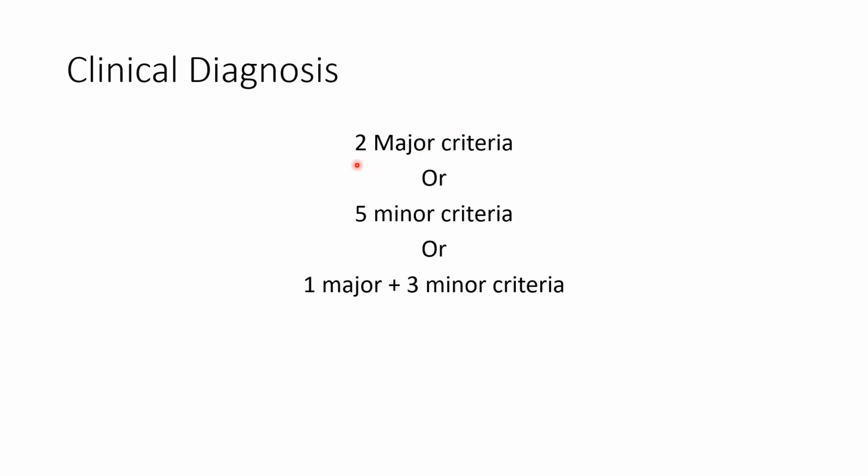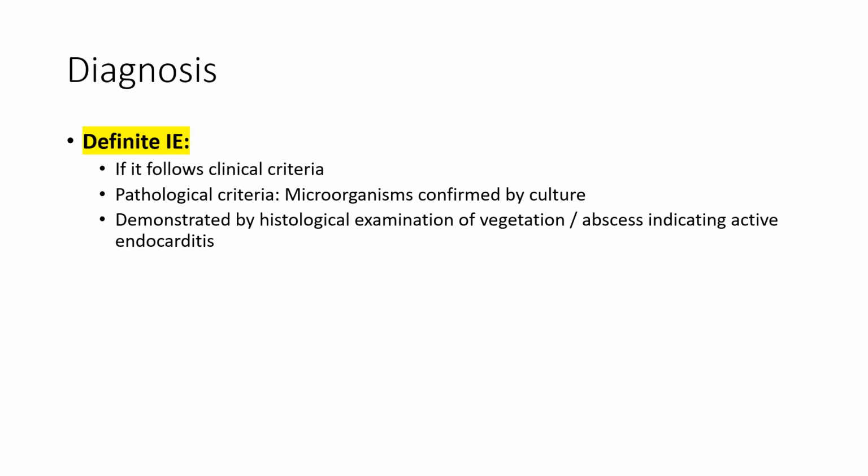So an easier way to remember is: either both major criteria should be there, or all five minor criteria should be there, or one major plus at least three minor criteria. Clear? Then you call it definitive infective endocarditis. So now, how do you diagnose infective endocarditis? Hope you guys are clear now. Definitive infective endocarditis means it should follow this clinical criteria. Whatever I explained till now, the modified Duke's criteria, we call the clinical criteria, or pathological criteria. Pathological criteria means you send some samples for pathology.